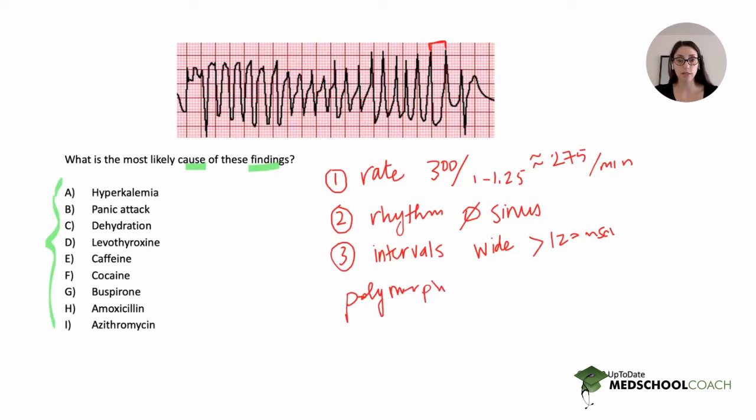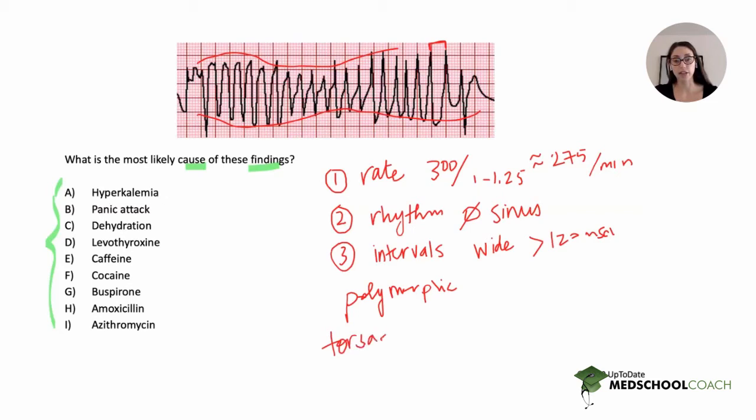And one of the important features is that the shape differs in terms of height. When we take a step back, we see that it has this sinusoidal pattern right here. And that sinusoidal pattern is very characteristic of torsade de pointes.